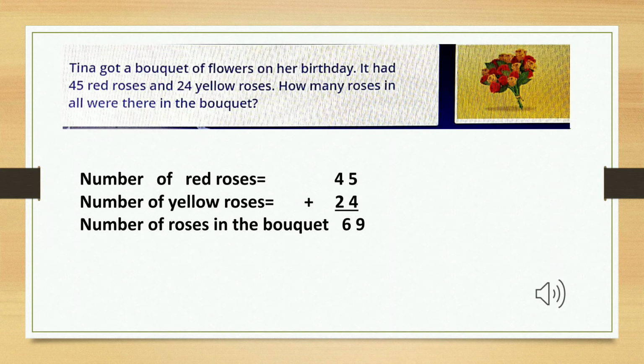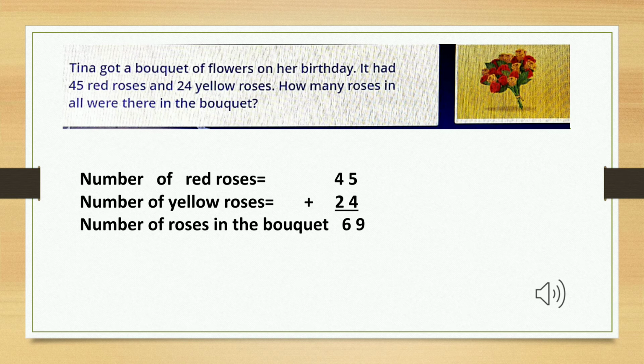Question number 2. Tina got a bouquet of flowers on her birthday. It had 45 red roses and 24 yellow roses. How many roses in all were there in the bouquet? After reading the question, we will write the statement first. In our first statement, we will write the number of red roses is equal to 45. In our second statement, we will write the number of yellow roses is equal to 24.